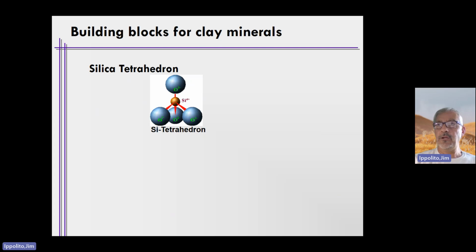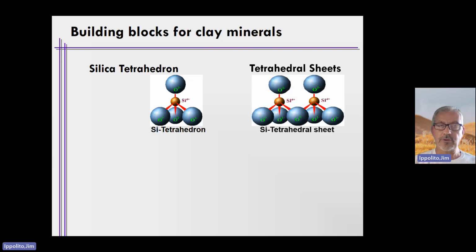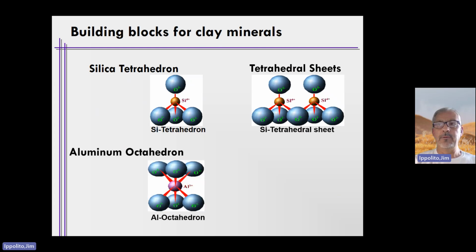These silica tetrahedron building blocks come together to form sheets that we call tetrahedral sheets, right? And so you can imagine a big plane of these sheets, and that's one tetrahedral sheet, okay? This is one of the building blocks of clay minerals. The other building block of clay minerals is called the aluminum octahedron. And the aluminum octahedron has 8 sides to it. And we call it an aluminum octahedron because aluminum is in the center. So it's a little difficult to see, but it is 8-sided.